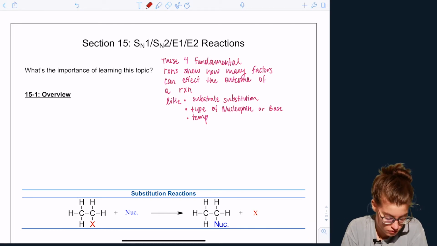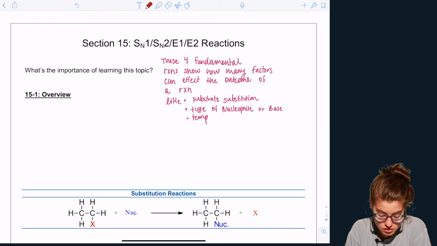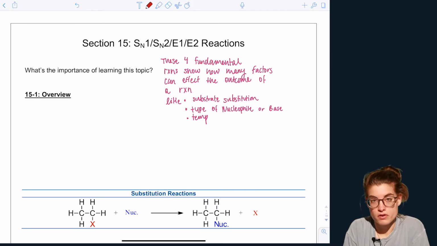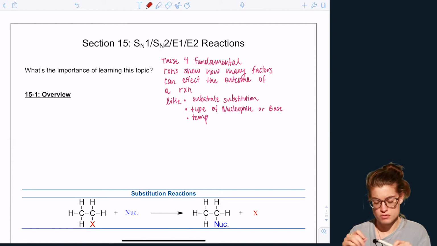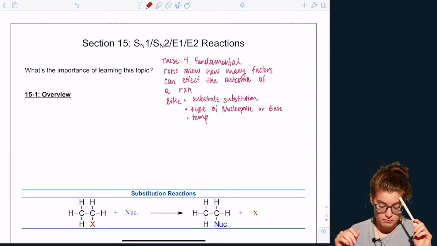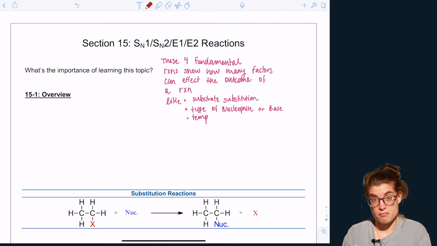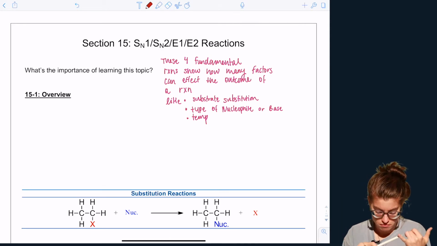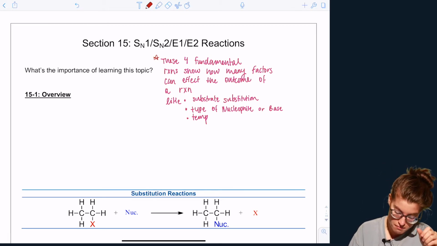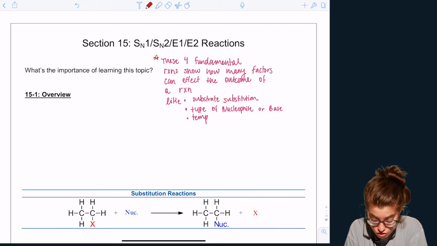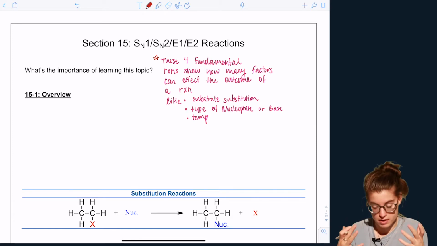So first things first, why is it important to learn this topic? First of all, it's going to be important for later reactions that we go over, the reactions that you have to memorize, usually near the end of the year, because a lot of them have similar mechanisms. But also, these 4 fundamental reactions show the many factors that can contribute to the outcome of a reaction.